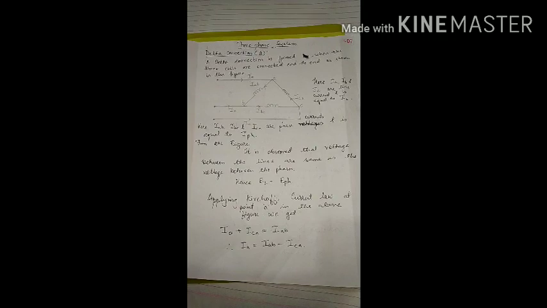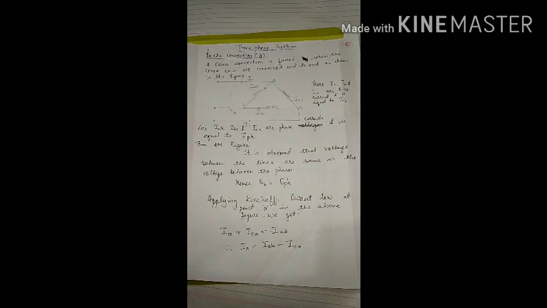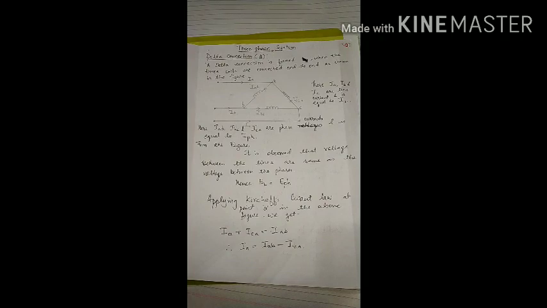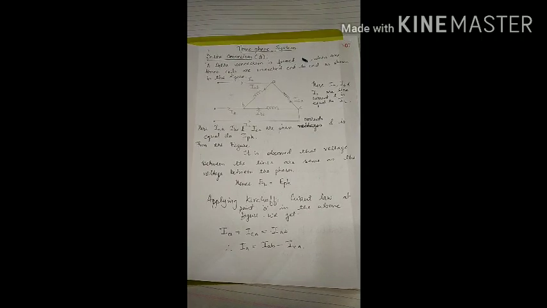Last class we also saw the derivation on star connection, and we got the formula for star connection as EL is equal to root 3 E phase, and the line current is always equal to phase current. So the derivation of star connection is very important as per your theory exams. Today we'll be looking at the derivation on delta connection.